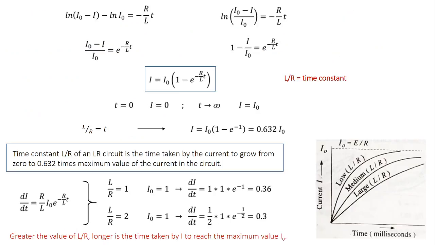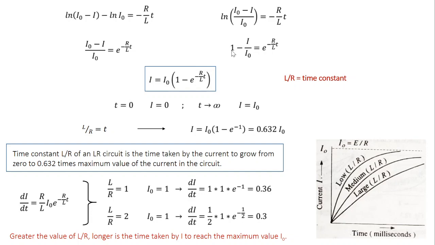Rearrange the terms, bring the two logarithmic terms together, ln I naught minus I minus ln I naught equal to minus R by L into T, or ln of I naught minus I divided by I naught equal to minus R by L into T. We can get rid of this logarithm here by taking exponential on both sides. So exponential and logarithm, these two cancel. So left hand side I have I naught minus I divided by I naught. And on the right hand side, exponential of this term, e to the power minus R by L into T.